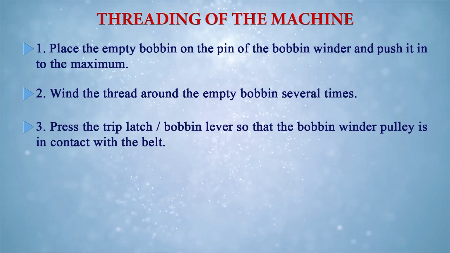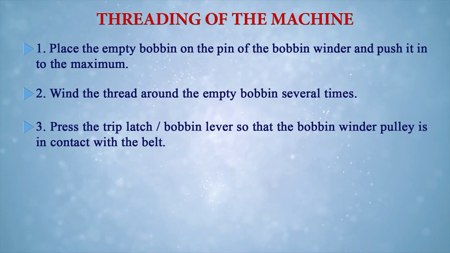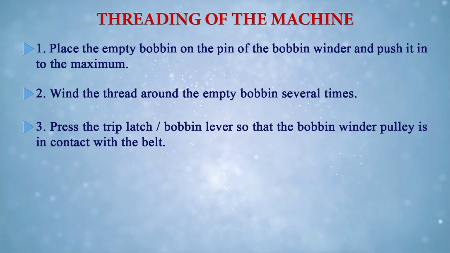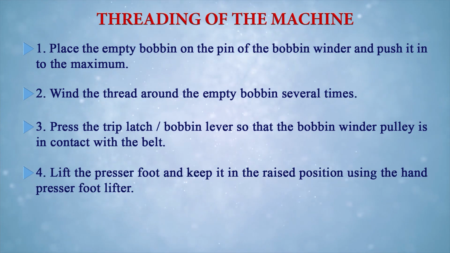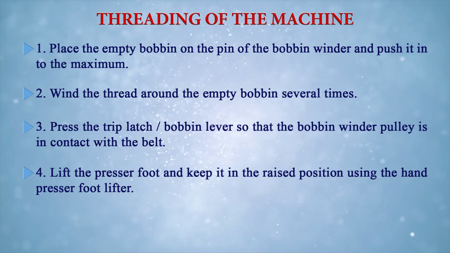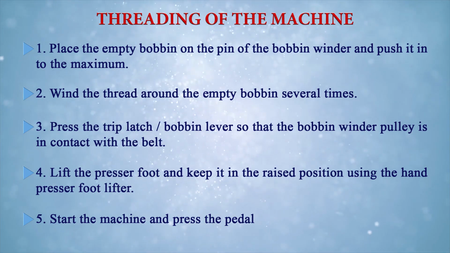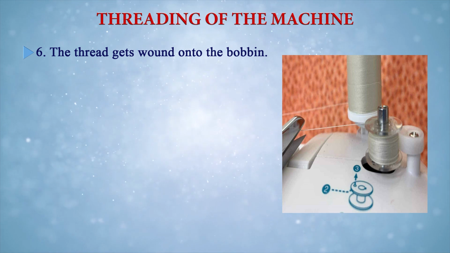Press the trip latch or bobbin lever so that the bobbin winder pulley is in contact with the belt. Then lift the presser foot and keep it in the raised position using the hand presser and the foot lifter. Then start the machine and press the pedal. Then the thread gets wound on the bobbin.